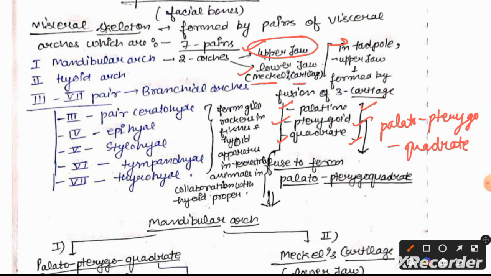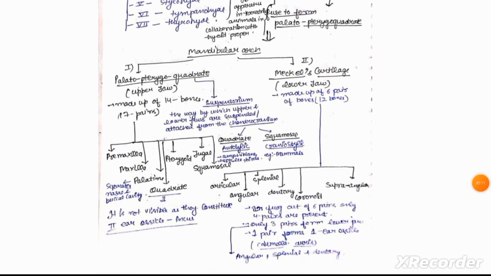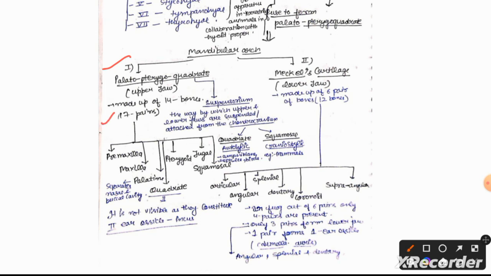So second one is the hyoid arch. But before that, we will talk about the upper jaw. We will talk about the mandibular arch, upper and lower jaw, collectively. First one is the upper jaw. The upper jaw is made up of 14 bones. That is 7 pairs of bones, which are premaxilla, maxilla, jugal bone, squamosal bone, and pterygoid bone, quadrate bone, and palatine bones. These are 7 pairs of bones that result in the formation of the palato-pterygo-quadrate.